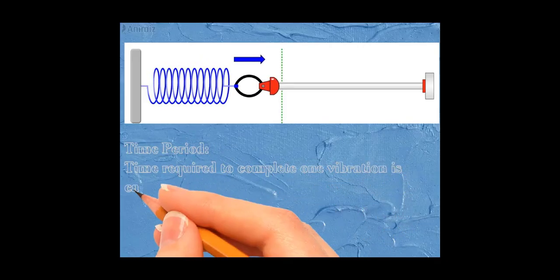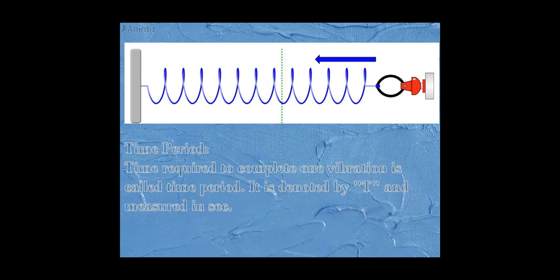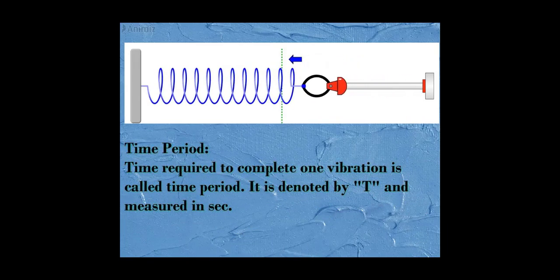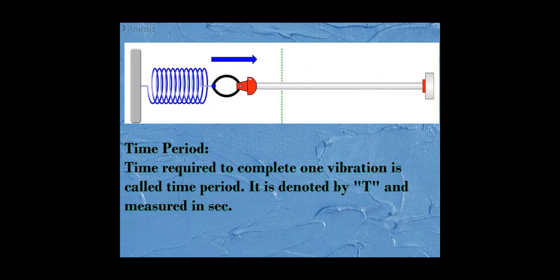Now our next definition is time period, and it can be defined as the time required to complete one vibration is called time period. It is denoted by T and measured in seconds.